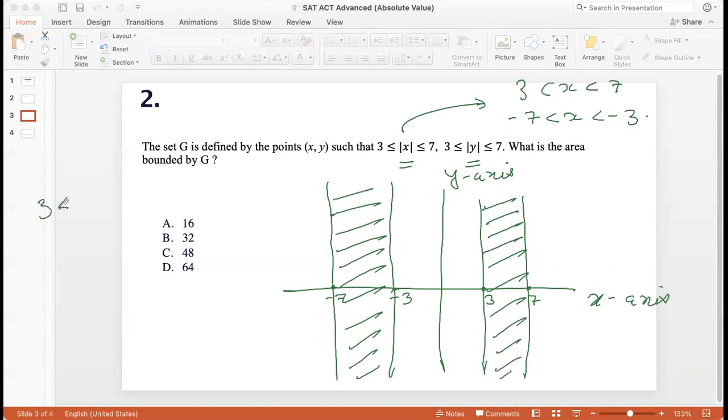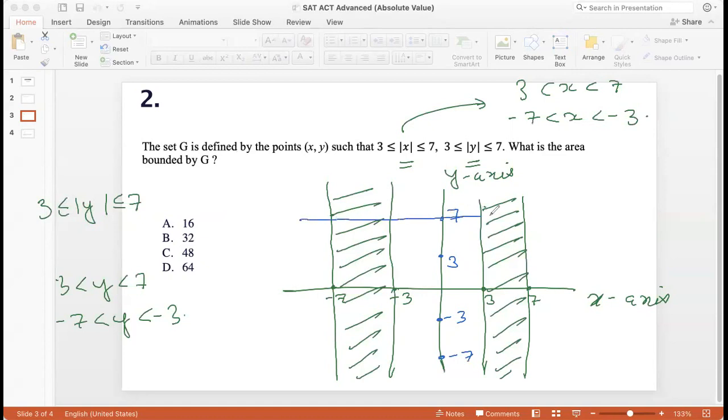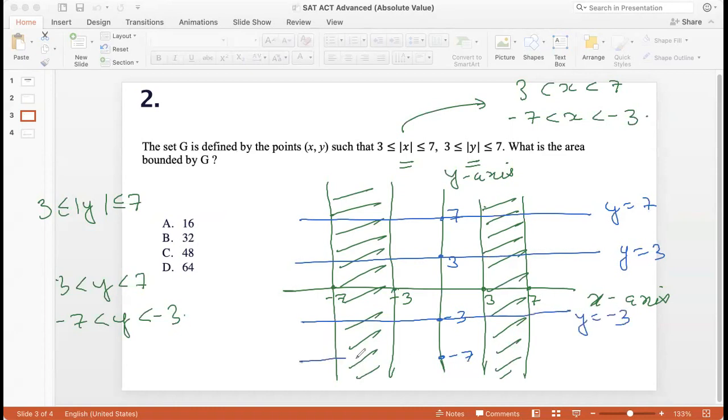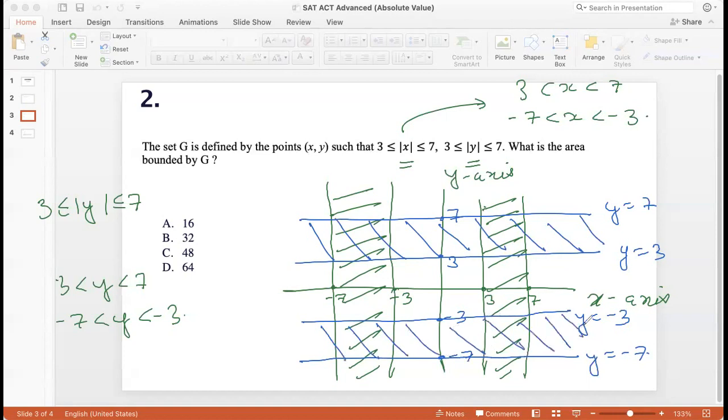Okay, what about 3 less than or equal to modulus y less than or equal to 7? Again, this translates into 3 less than y less than 7 and minus 7 less than y less than negative 3. So let's draw those. So this is y is 7, y is 3, this is y is negative 3, and this is y is negative 7, right? So the region that we get here is this region and this region.